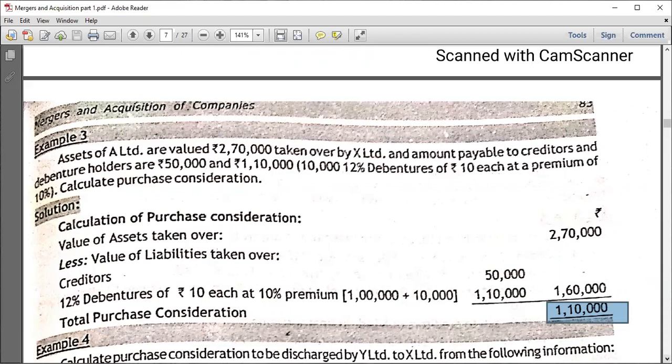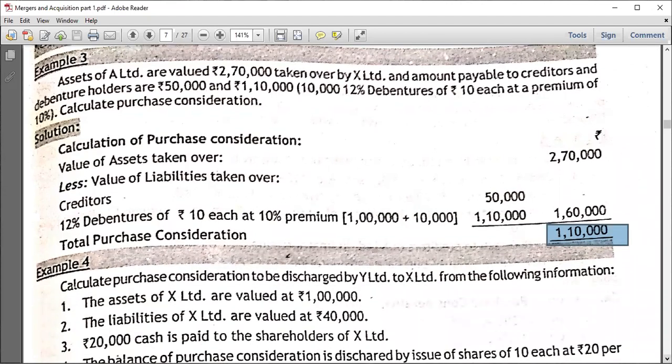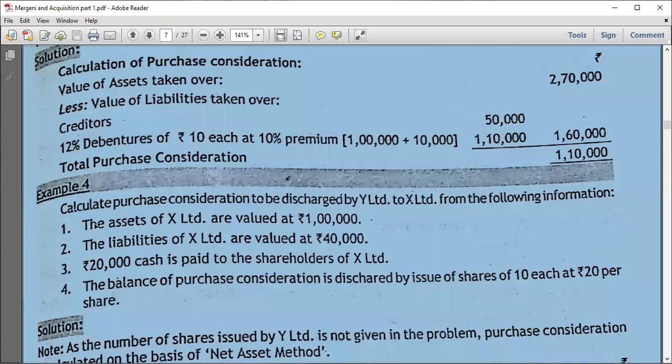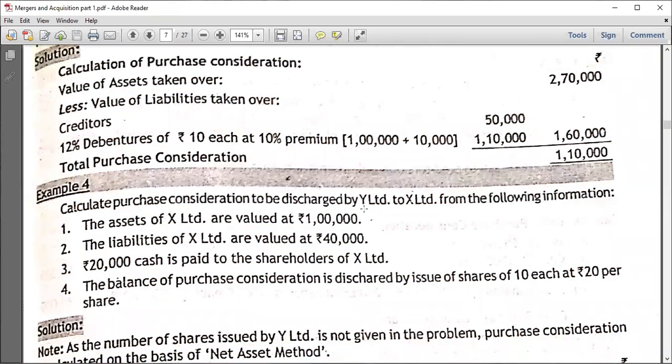And the third one is the net payment method. Under that, the mode of payment will be given, with full information. Now we look into the question. Calculate purchase consideration to be discharged by Y Limited to X Limited. That means Y Limited has purchased the assets and liabilities of X Limited from the following information. The assets of X Limited are valued at rupees 1 lakh. Look here, the value of assets is 1 lakh. And the liabilities of X Limited are valued at rupees 40,000. That is what I told you in the beginning.